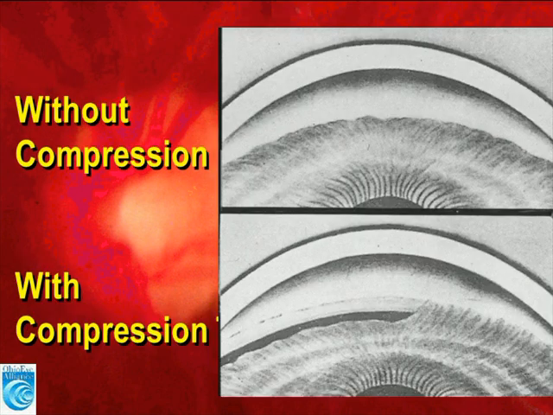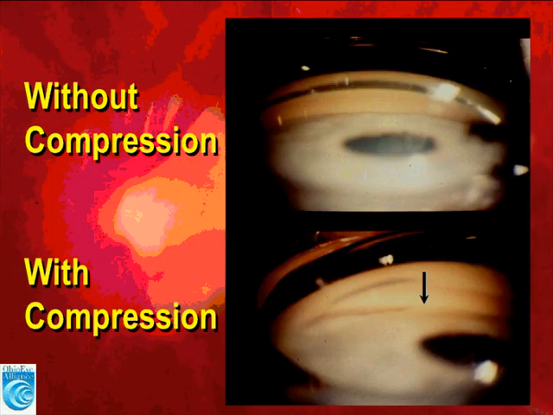In this image, the upper image looks identical to the prior one, completely closed, but with compression, what we find is that the left-hand portion of the angle is entirely open, and the right-hand portion of the angle is entirely closed due to the presence of anterior synechia. These are photographs depicting the same thing: upper portion without compression, lower with compression, and on the left-hand side the angle opens, on the right-hand side the angle does not.